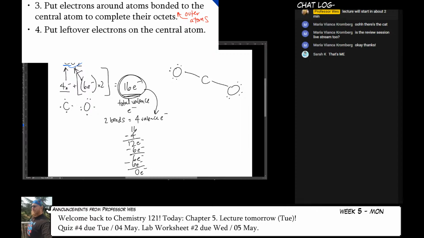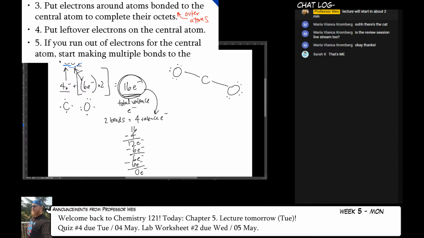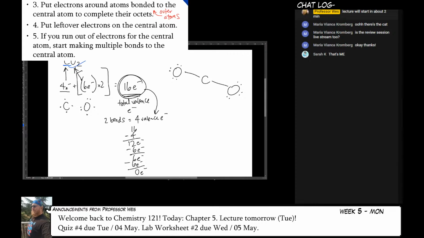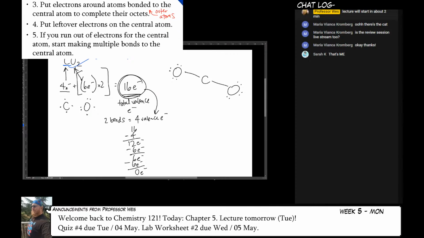So now the next step is, okay, are there any leftover electrons to put on the central atom? Well, no, I used up all my electrons. So step 4 is done. We'll go to step 5. If you run out of electrons for the central atom, make multiple bonds. So here I don't have an octet. I only have 2 bonds to my carbon, so I only have 4 electrons around it. I need to make multiple bonds.